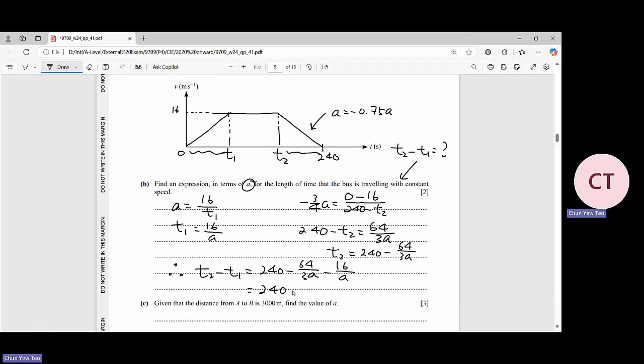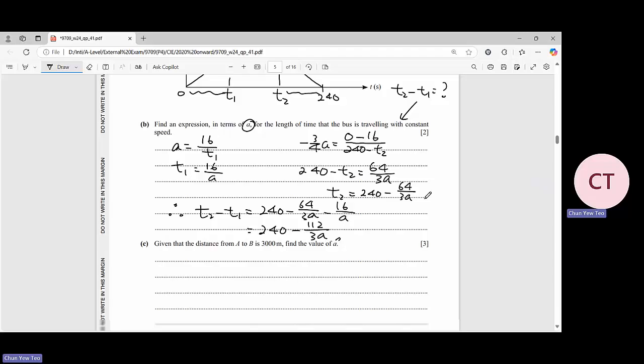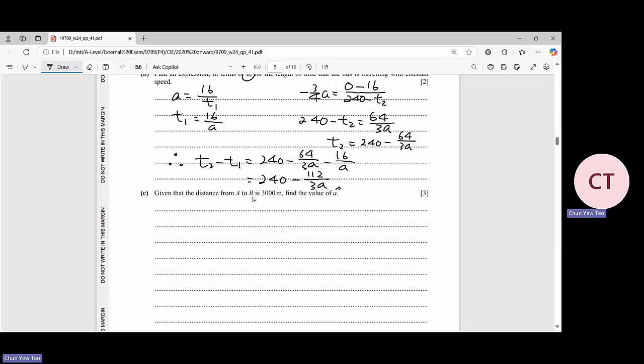So you have 240 minus the 112 over 3A. That will be the answer for part B. Moving on, they are telling you that the distance is 3,000 meters. Find the value of A.